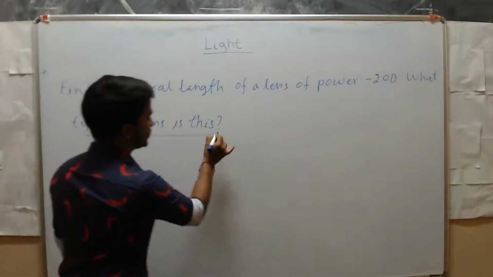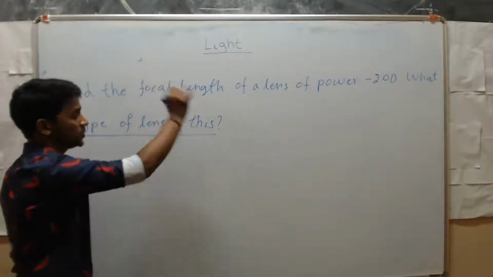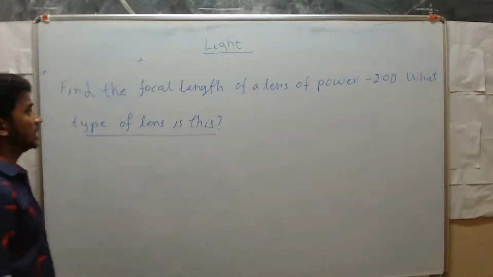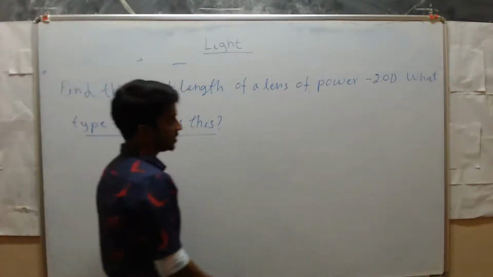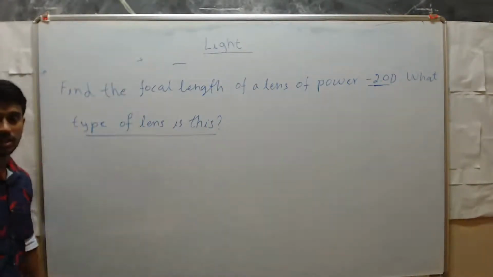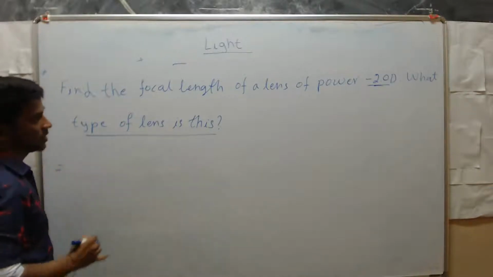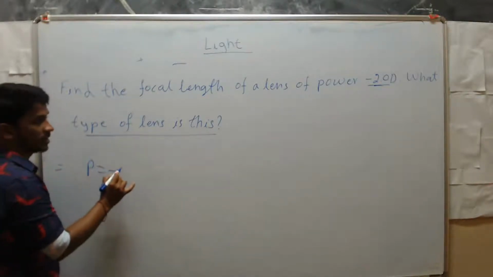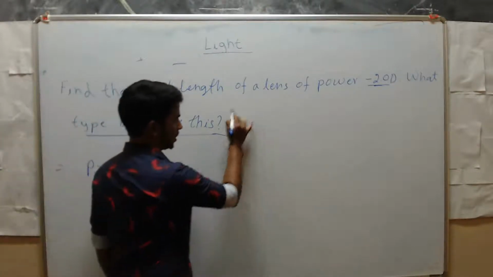So what type of lens is this one? Because I have told, if the power is positive, then it is a convex lens. If it is negative, then it is a concave lens. Now the power is negative, minus 2.0D. So clearly we can say that the lens is a concave lens. Now find the focal length. Here they have given power equal to minus 2.0D.